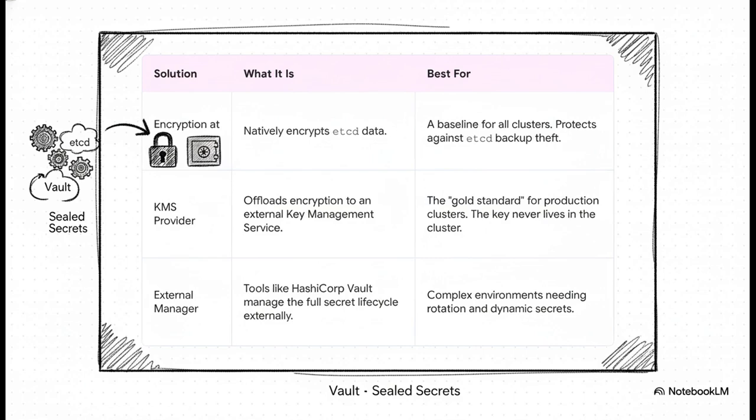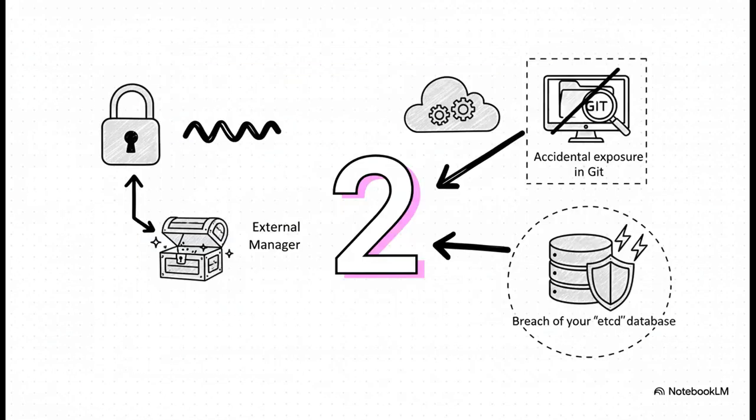So let's quickly break down these top-tier options. Encryption at rest is your baseline. It protects the data if someone steals a backup of your etcd drive. A KMS provider is a huge step up. This offloads the actual encryption work to a super secure external service like AWS KMS. The key to the kingdom is never even inside your cluster. And for the ultimate control, you have external managers like HashiCorp Vault. These tools handle the entire secret lifecycle, rotation, dynamic secrets, the whole shebang, completely outside of Kubernetes. And by moving up to these professional-grade solutions, especially something like a KMS provider or an external manager, you directly shut down those two primary risks we talked about earlier, that accidental exposure in Git and a devastating breach of your etcd database.